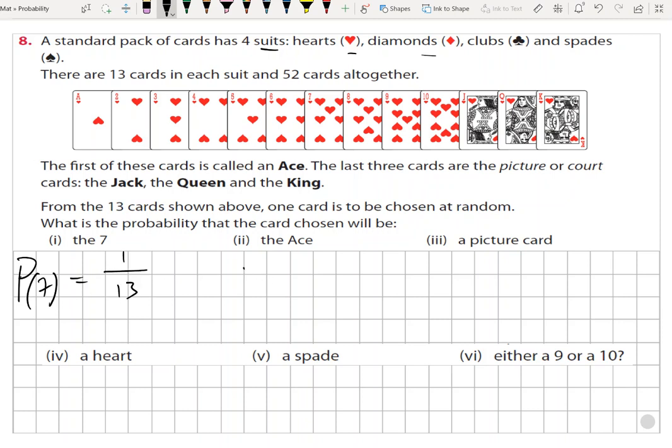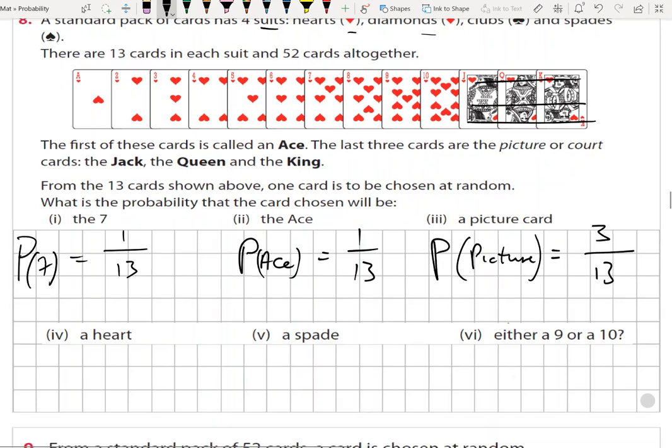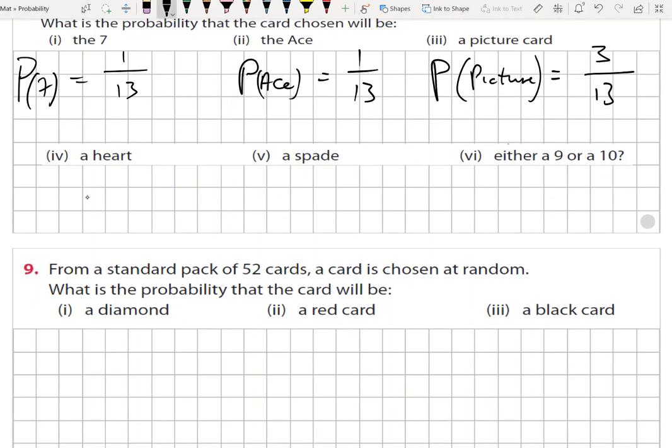The probability of an ace is equal to 1 over 13. The probability of a picture card is equal to 3 because you've Jack, Queen, King. They're all picture cards. Ace, not a picture card. 3 over 13.